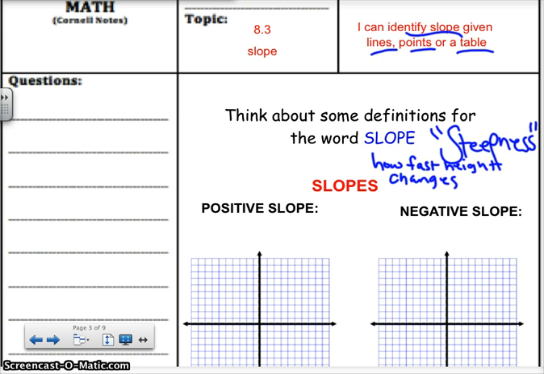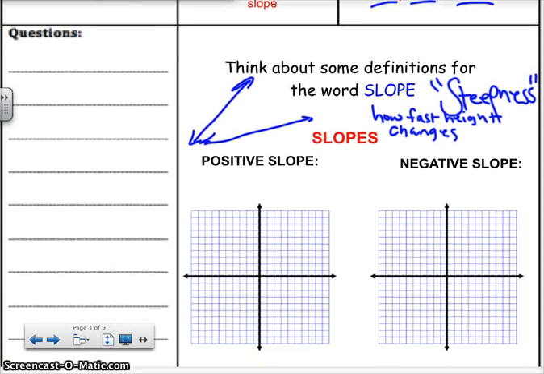Okay? So if I have a steep slope, here's a steep slope, it looks like I increase my height really fast. If you have a gradual slope, it takes longer for me to increase my height. So steepness is all aligned with how quick your height is changing.